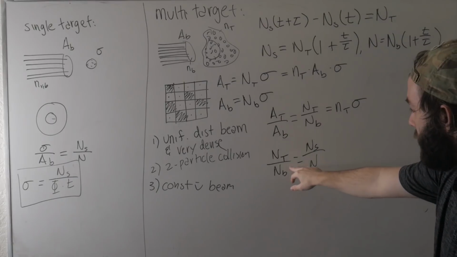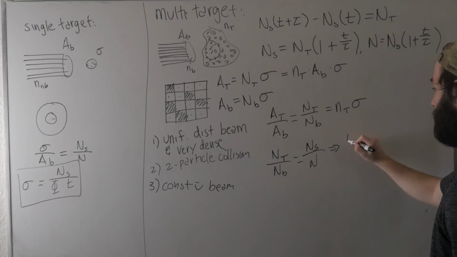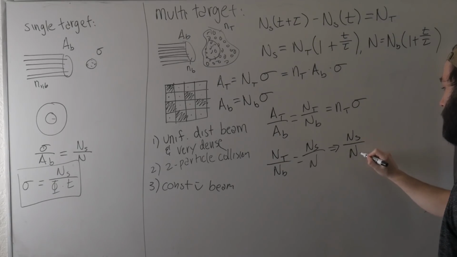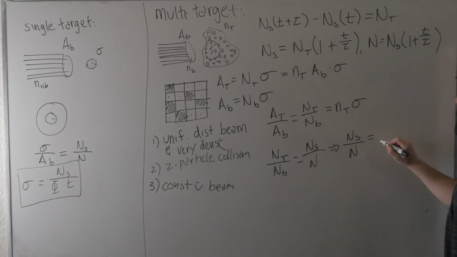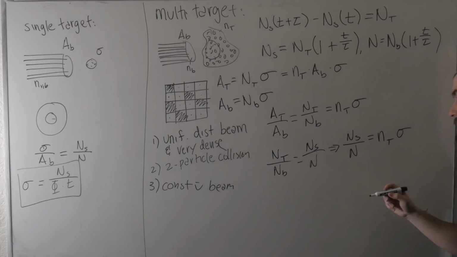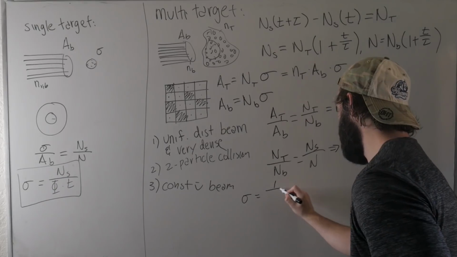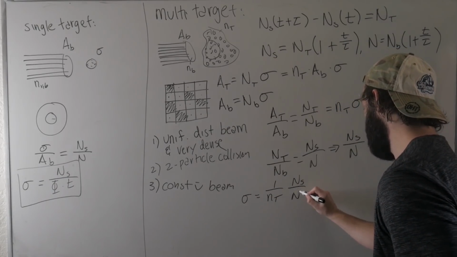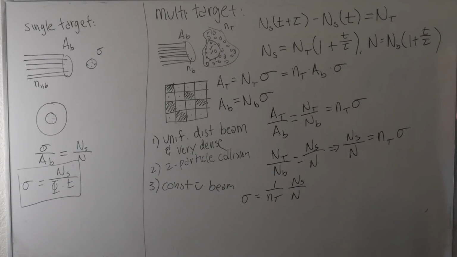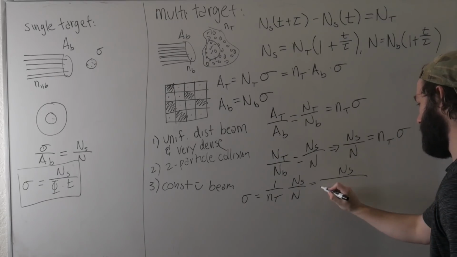So when we consider that, then we get that the ratios are equal, and we can substitute this in, so we get that the number of scattering events divided by the total number of particles is equal to the surface number density of the target times the cross-sectional area. In other words, the cross-sectional area is equal to 1 over the number density times the ratio of these number of events to total number, which is equal to ns divided by nt.